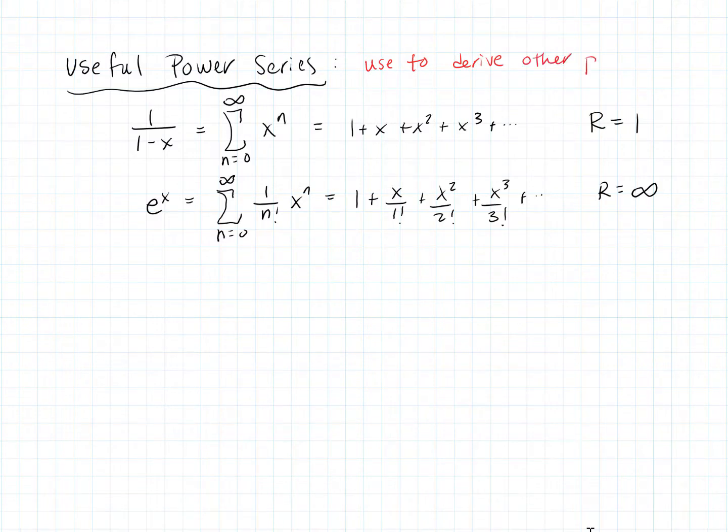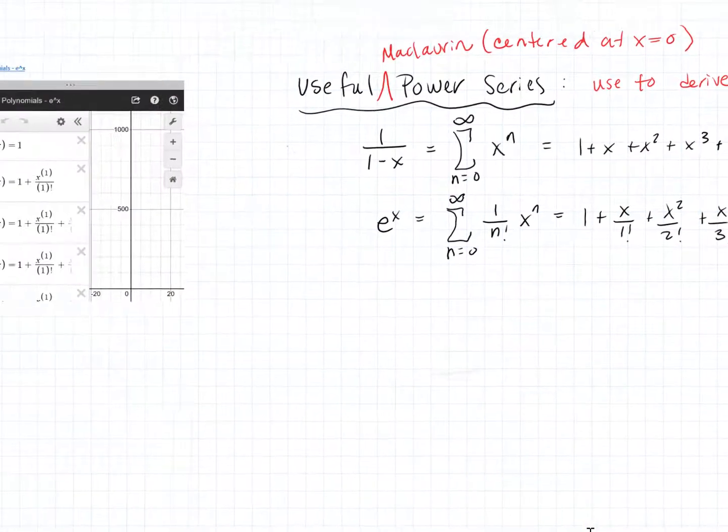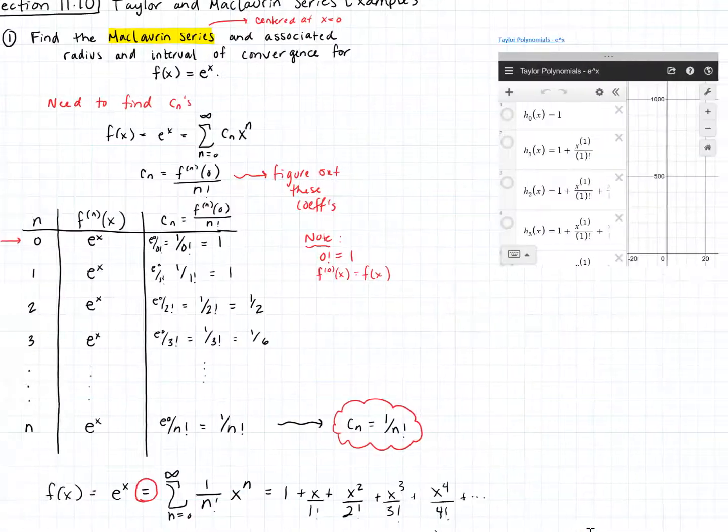We spent a lot of time in 11.9 working with this one. But now we've got another one that we can add into that bank and we can use it. So with this example, I'm going to go ahead and do that. But I want to do one more because these are useful power series. These are centered, by the way, these are Maclaurin series. I should have added in Maclaurin. These are both centered at x equals 0, which is a lot of times what we want to be centered at.